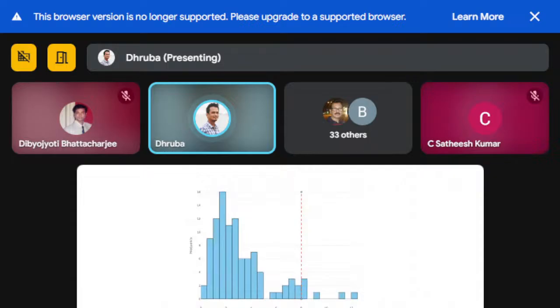The figure represents the empirical distribution of the test statistic under the null hypothesis H naught. The vertical line in the histogram marks the critical value corresponding to the upper alpha quantile, that is the 95th percentile for a significance level of alpha equal to 0.05.